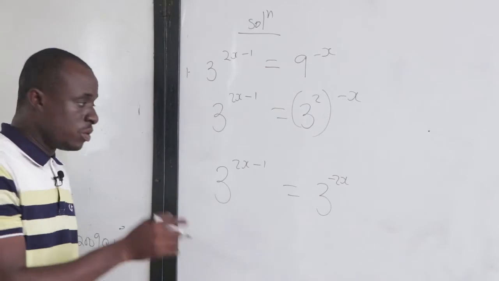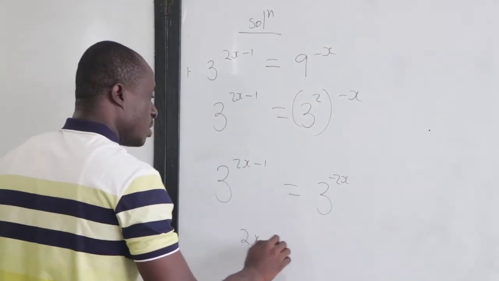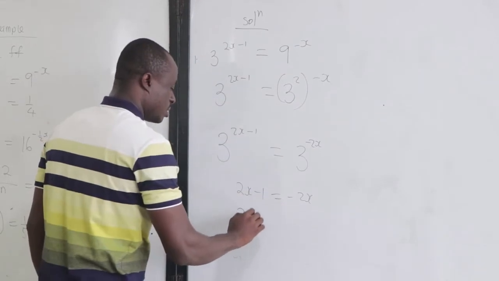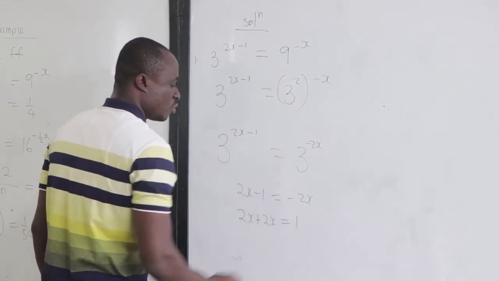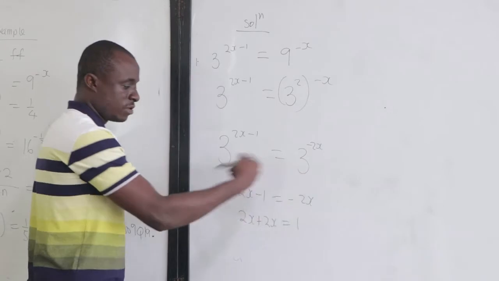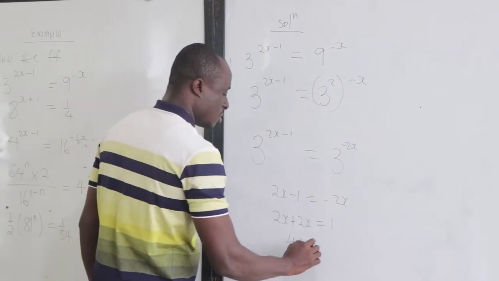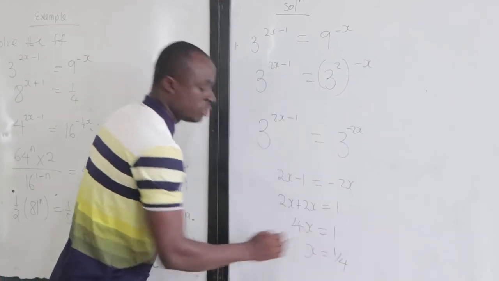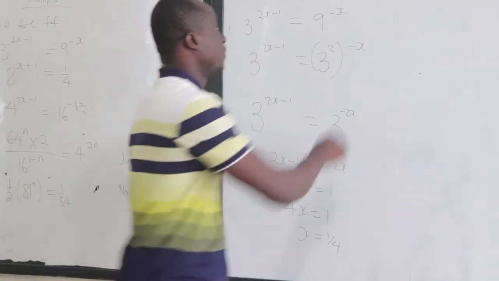Clearly the bases are the same, so you equate the exponents. You have 2x minus 1 equal to negative 2x. This has to come and this has to go, so you have 2x plus 2x equal to positive 1. Crossing positive, 4x equal to 1. To find x, clearly x is 1 over 4 because we divide both sides by 4.